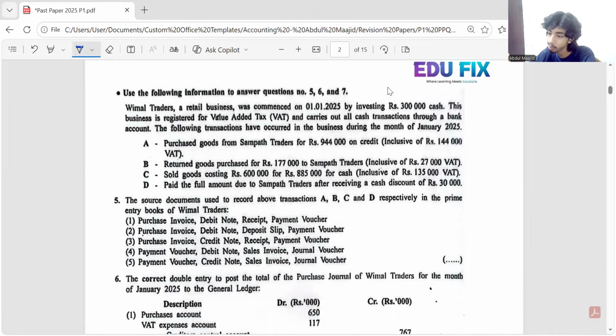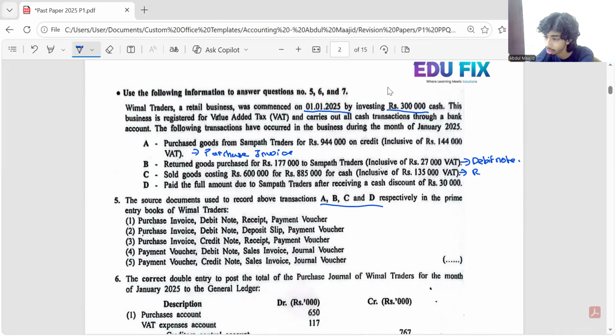Vimal Traders, a retail business, was commenced on 1st of January 2025 by investing rupees 300,000 cash. What are they asking for? Source document used to record the above transactions A, B, C, D respectively. Okay, A: purchase goods from Sampath Traders on credit. So that is going to be a purchase invoice. Returned goods purchased from Sampath: purchase return will be a debit note. Sold goods costing 600 for 885 on cash.